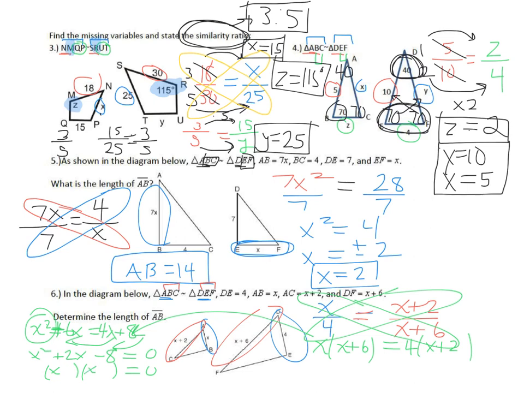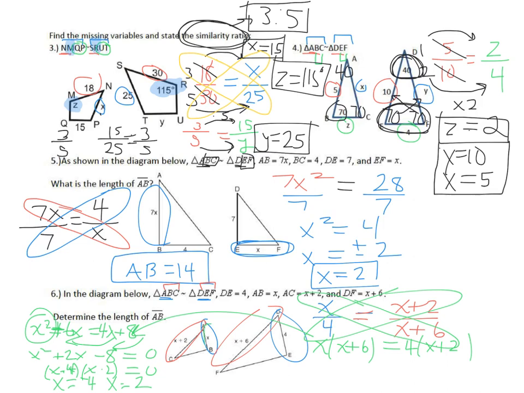So my choices for 8 are going to be 1 and 8 or 2 and 4. And I want to get a positive 2 in the middle. So I'm going to use a positive 4 and a negative 2. And when I set those equal to 0, my solutions are x equals negative 4 and x equals positive 2.